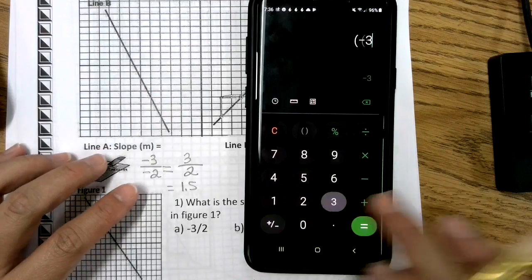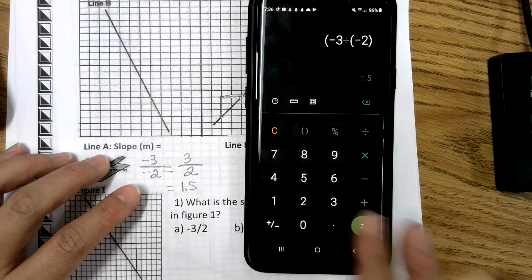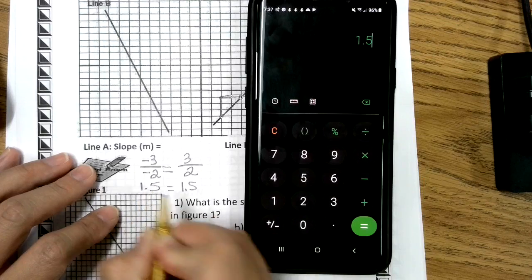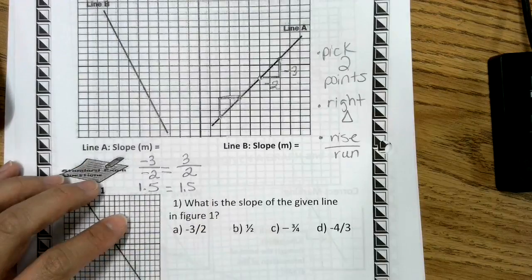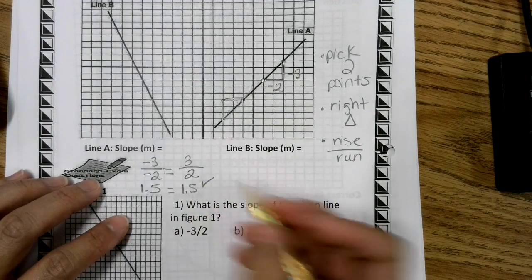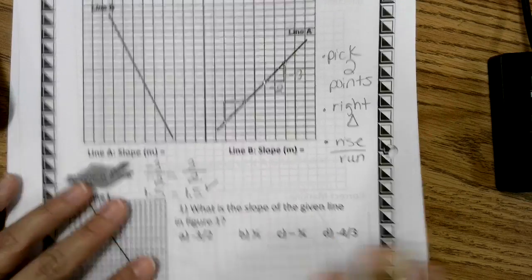And then -3 divided by -2 is 1.5. And you don't have to type it all weird like that in your calculator. My phone is just picky. So that's our slope, 1.5, or you can say 3 over 2. Same thing, okay? Try this one.